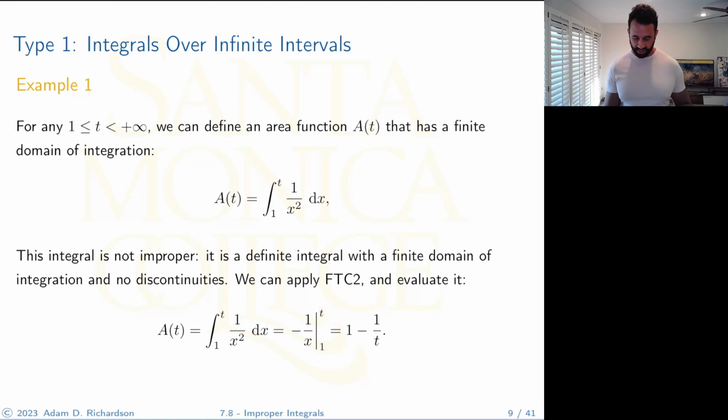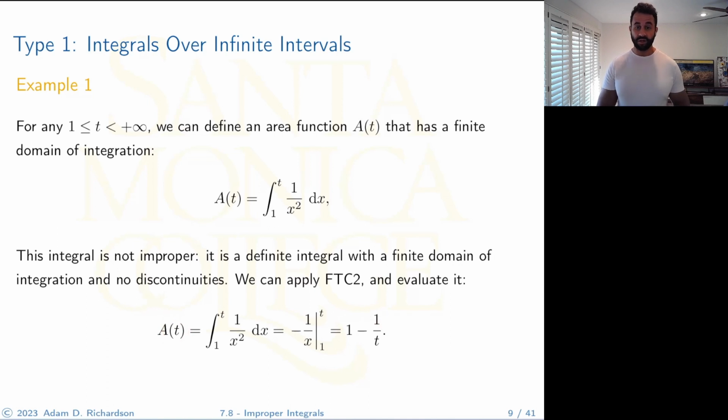Antiderivative of 1 over x squared is negative 1 over x. We evaluate it from 1 to t, and we get 1 minus 1 over t. So that is the area underneath this curve from 1 to t. We have a formula for that area. That area is finite, right? That area is finite because our function is bounded on that interval. The interval is finite, and so that area is finite, and this is a well-defined function. So for each t, you get a specific area.